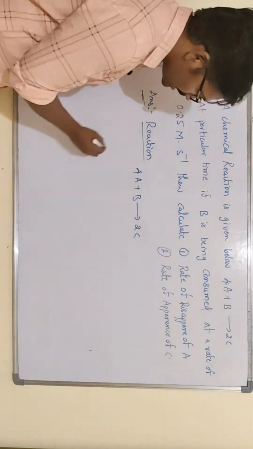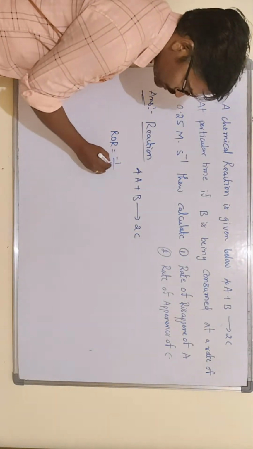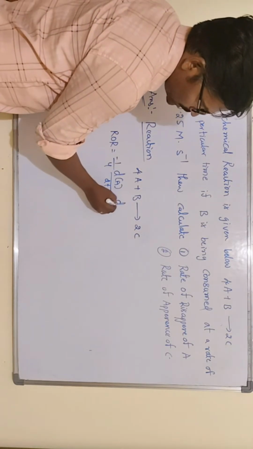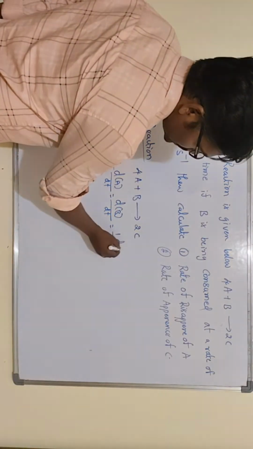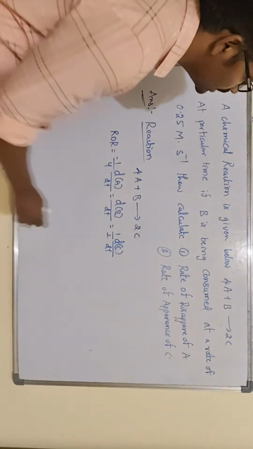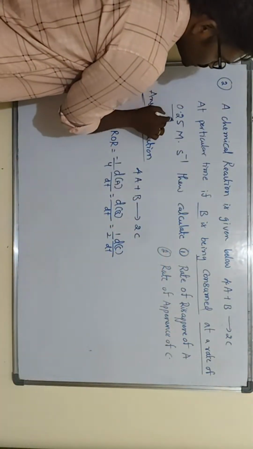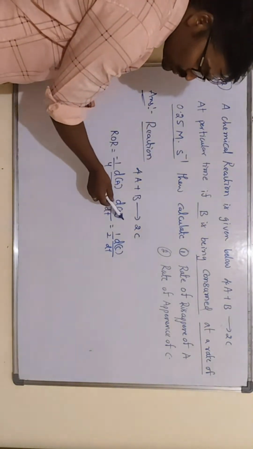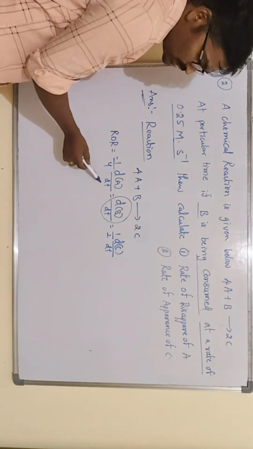So first, how do we represent the rate of reaction? The rate of reaction equals minus 1 by 4 into dA concentration divided by dt. It is equal to minus dB concentration divided by dt. Then it is equal to 1 by 2 into dC concentration divided by dt. See, in this question, one point is mentioned: B is consumed at the rate of 0.25 molarity per second. That means this value is given, and once this value is given, this is equal to this.